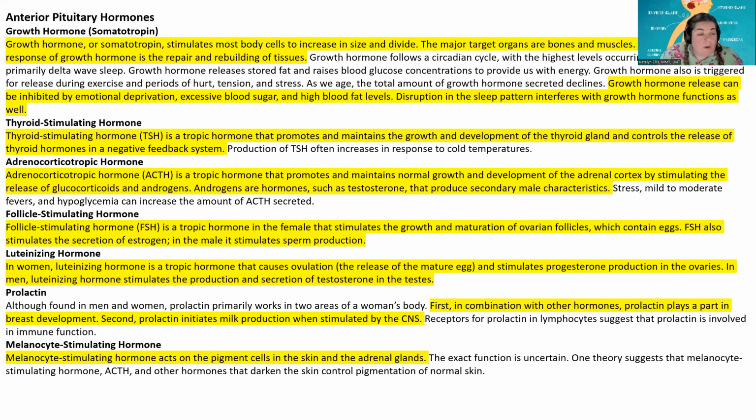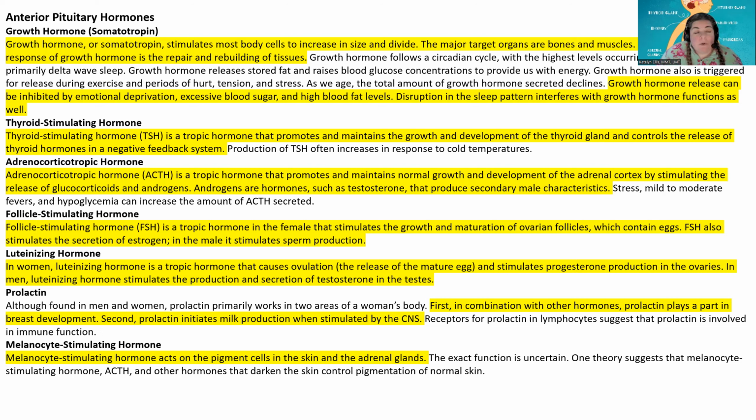Follicle stimulating hormone is a tropic hormone in the female that stimulates the growth and maturation of ovarian follicles, which contain your eggs. FSH also stimulates the secretion of estrogen in females and in males. And in the male, it stimulates sperm production.